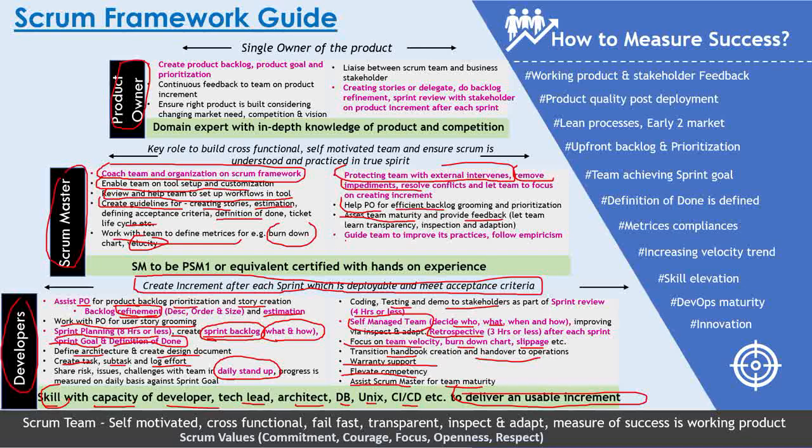The last point, which is very important from a Scrum Master perspective, is to guide the team to improve its practices and follow empiricism. So Scrum follows more of an empirical way, that we learn from what we have done in the past. Does the team understand this? Is the team improving their practices? So this is the Scrum Master's job, that he will continuously guide the team.